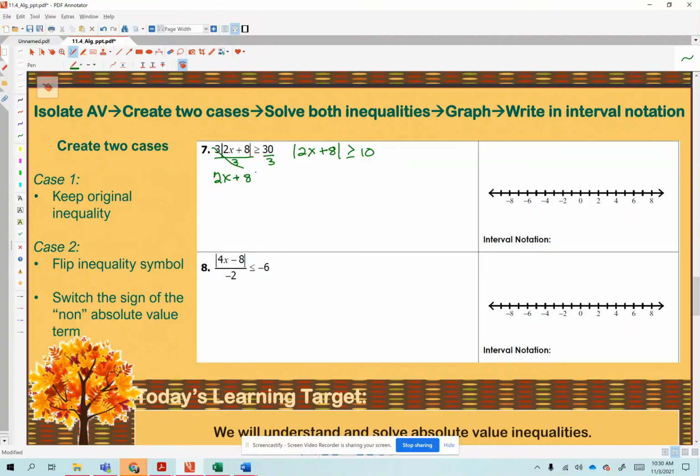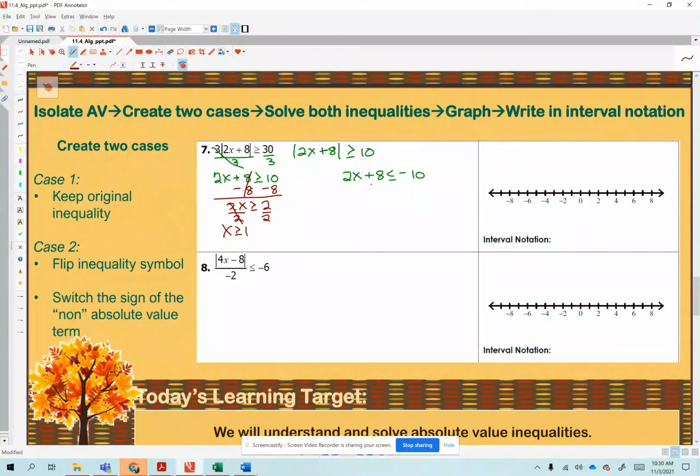2x plus 8 is greater than or equal to 10. 2x plus 8 is less than or equal to negative 10. So starting on the left, the first thing I'll do is subtract 8 from each side, which gives me 2x is greater than or equal to 2. And then I'll divide both sides by 2, which gives me x is greater than or equal to 1.